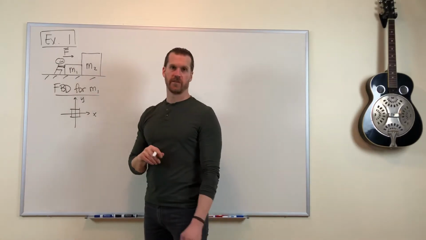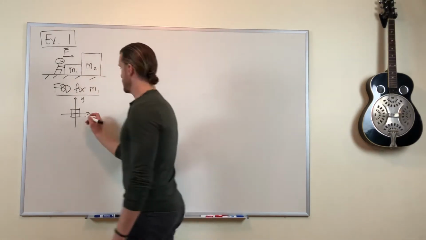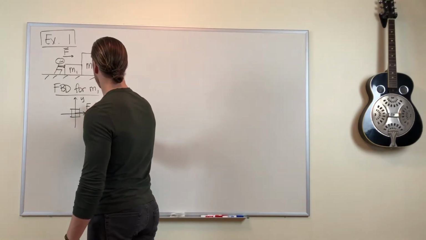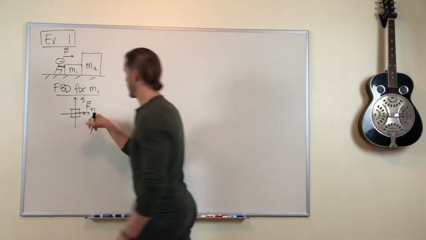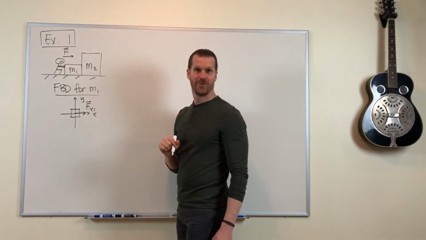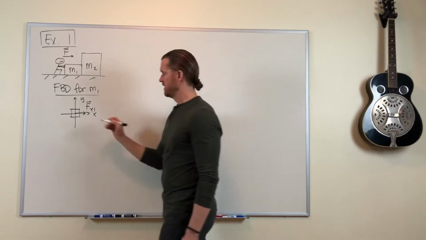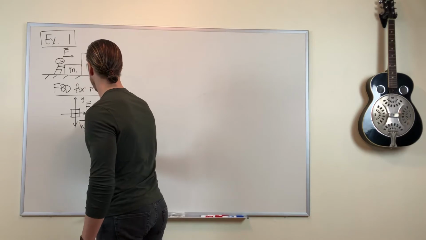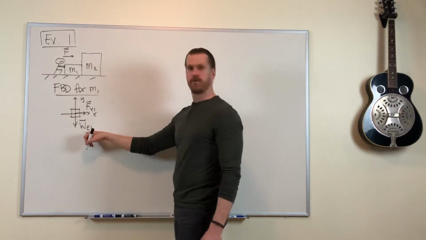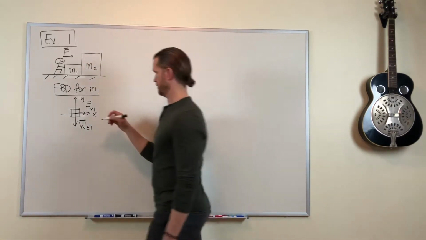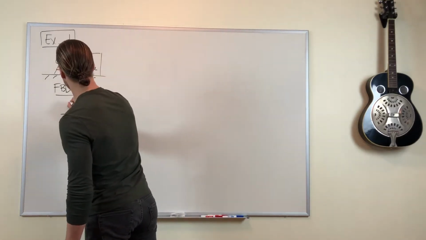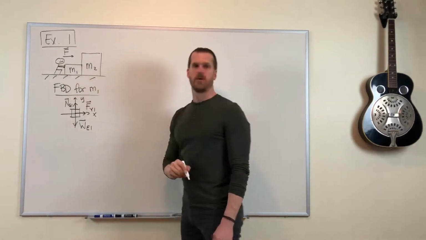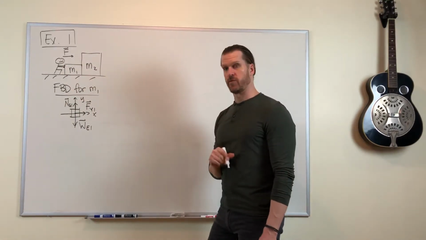Mass 1 is experiencing several forces. It's experiencing that push. I'll label that the force from U on mass 1, F_U1, for U pushing on mass 1. It's experiencing gravity force, so there's the gravity force of the Earth on mass 1, W_E1. There's the normal force of the ground on mass 1, and there's one more force.